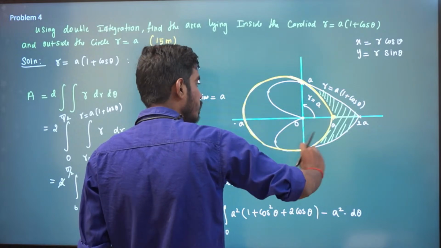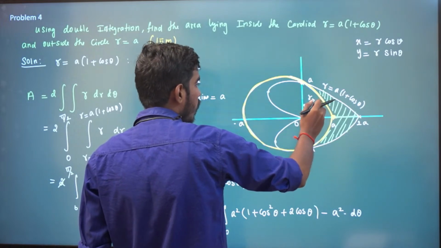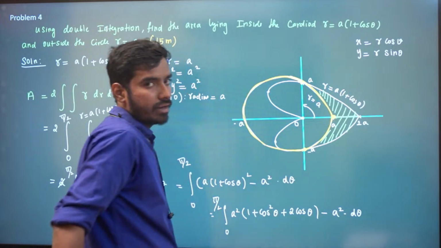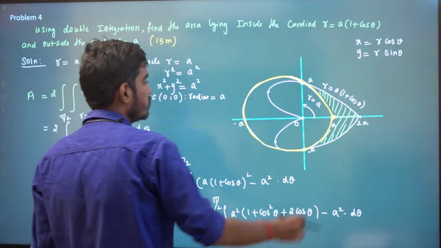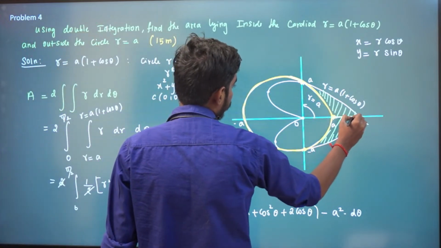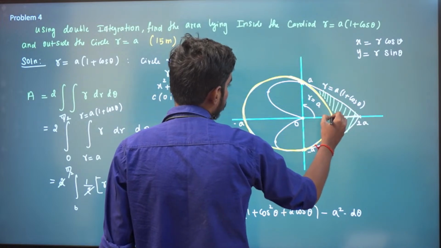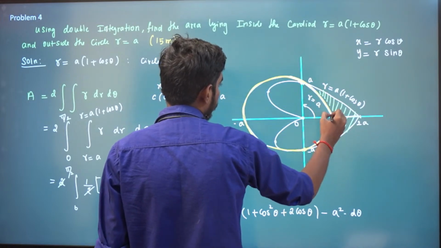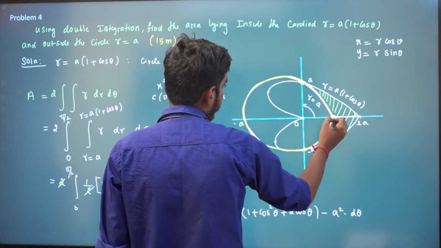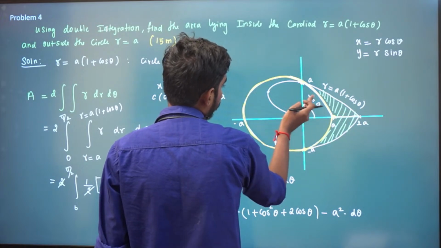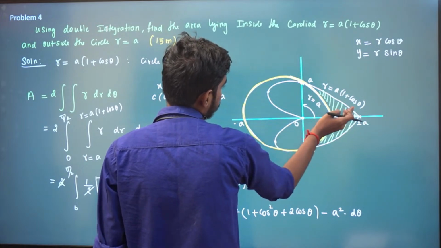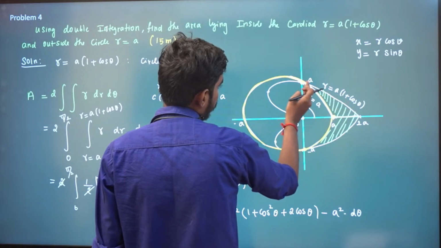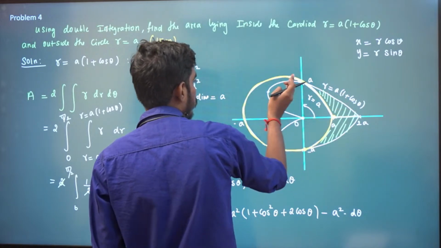So you just draw a circle, and then you can see outside the circle, inside the cardioid. Outside the circle, inside the cardioid. Now you just find only this part, right? You find this part, and then you multiply 2 times. So here r is equal to a, and here r is equal to a into (1 plus cos theta). And here theta varies from 0 to pi by 2.